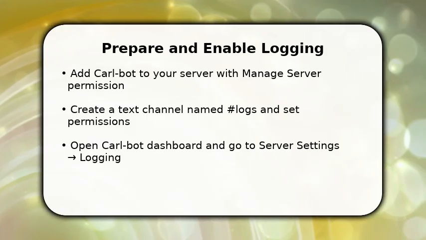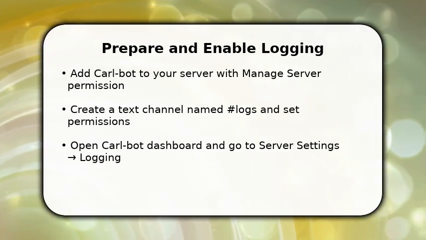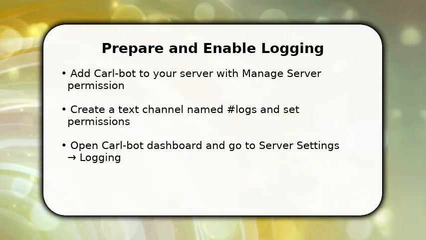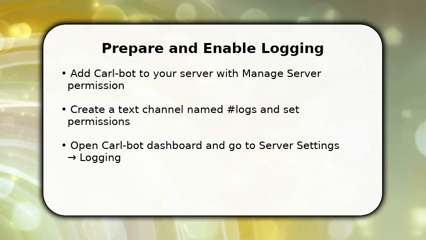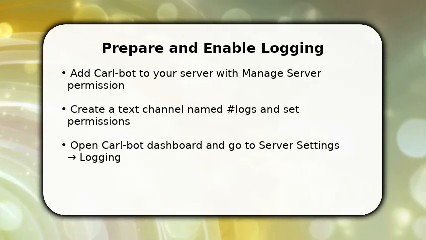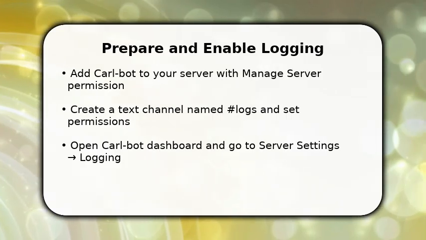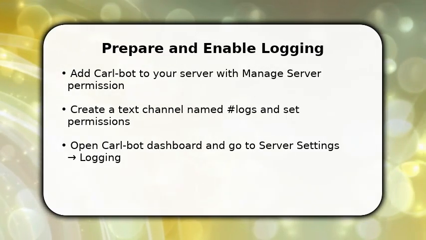You start by ensuring Carlbot has manage server and manage channels permissions so it can create and post logs. Create a dedicated #logs channel and lock down @everyone send permissions while allowing Carlbot to post. Once done, open the Carlbot dashboard, select your server, and locate the logging section.